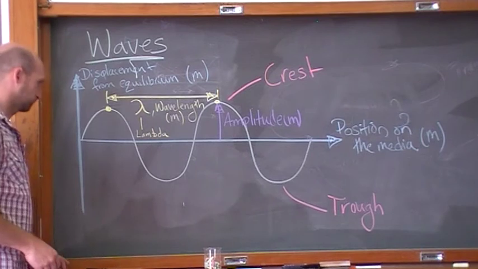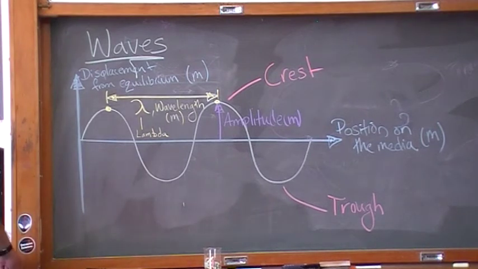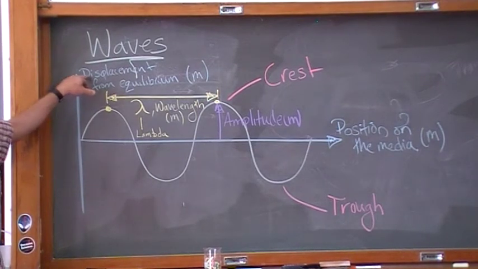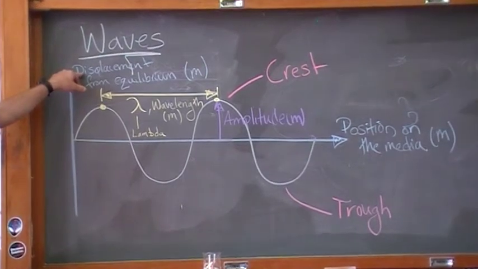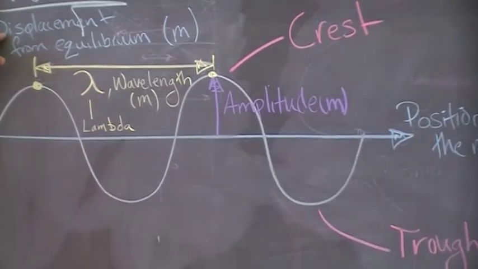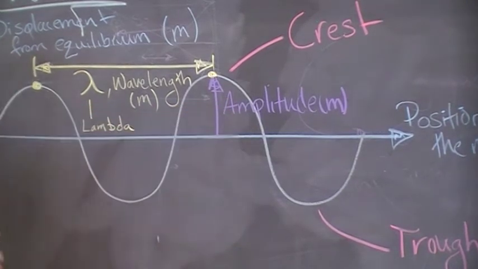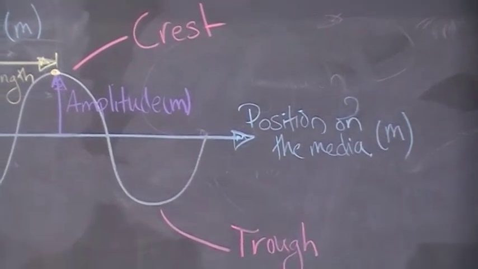Why is everything measured in meters? Because both of our axes, one of them is displacement from the equilibrium position, which is measured in meters, and the other one is position on the medium, which is also measured in meters.